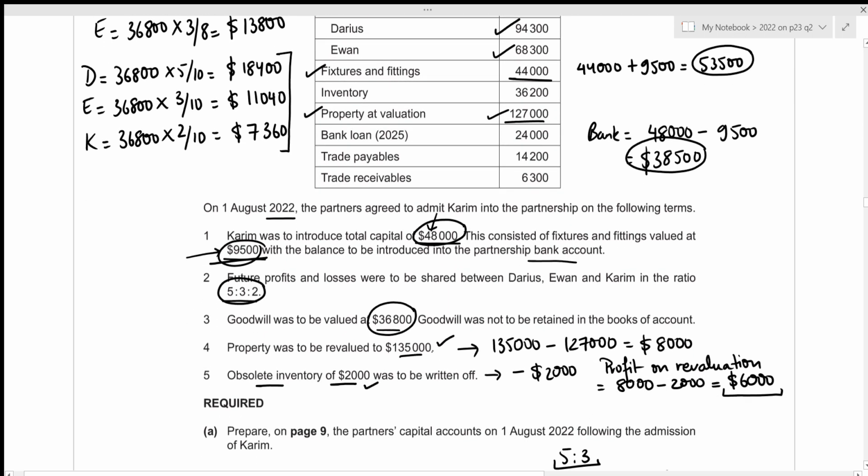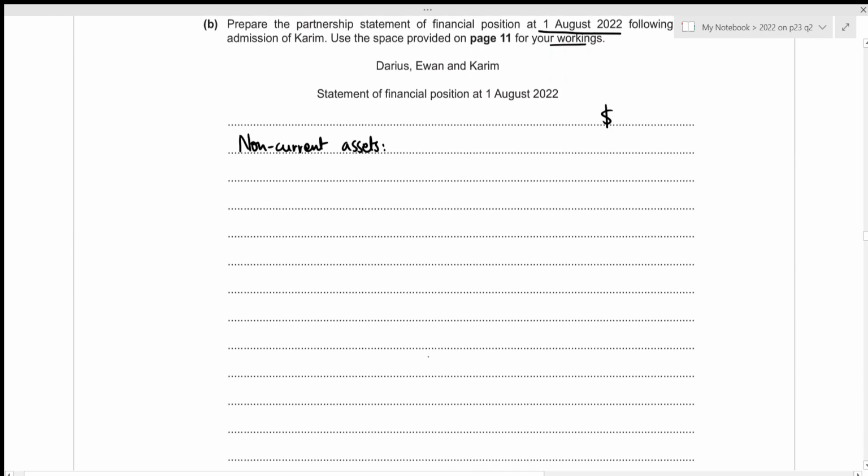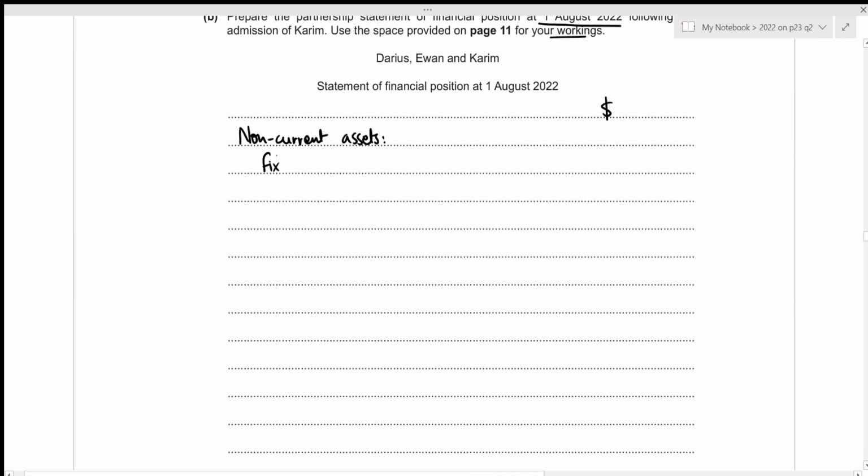And for property, we know that it was revalued to 135,000. So this is the value at which it should be recorded in the statement of financial position. Let's record these two non-current assets. We first have fixtures and fittings. And this is of the value 53,500. We then have property with the value 135,000. Let's figure out the total for non-current assets by adding these two amounts. That will be 53,500 plus 135,000, which results in 188,500. We can now move towards the current assets.